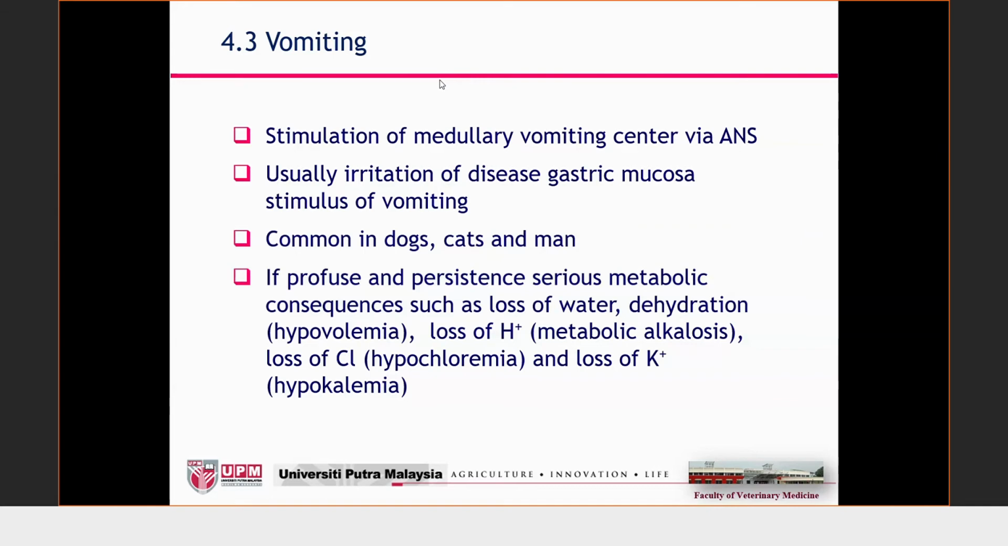So vomiting is quite common, but severe vomiting could lead to death of the animals, probably due to the loss of water, dehydration, as well as the loss of these very important ions, which might lead to metabolic disturbances. So it looks simple, but vomiting could lead to death of the animals.